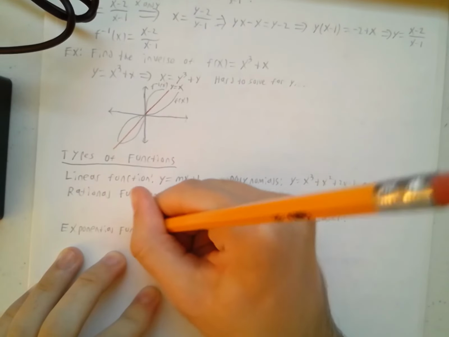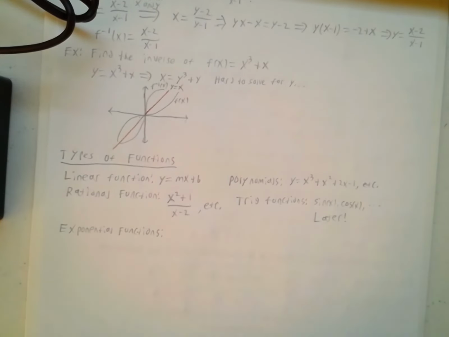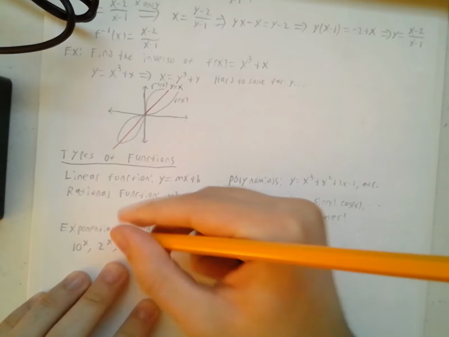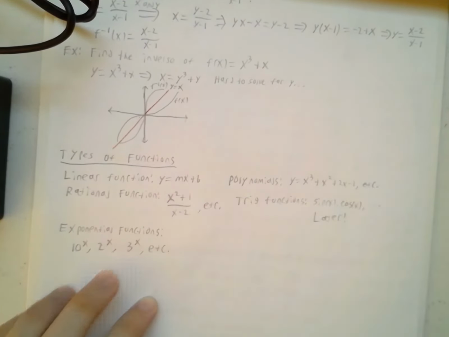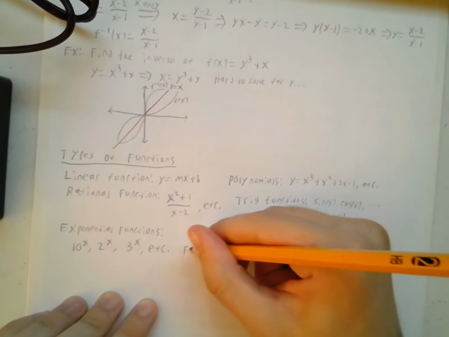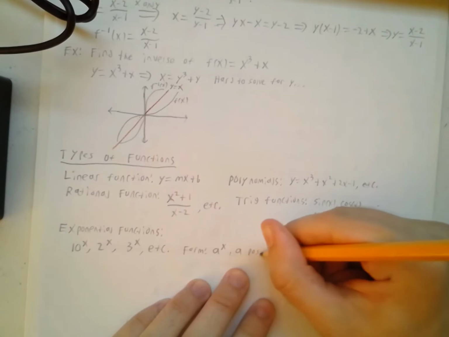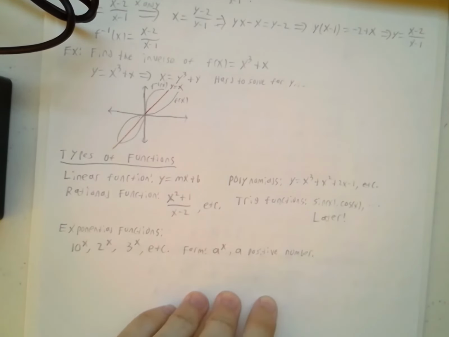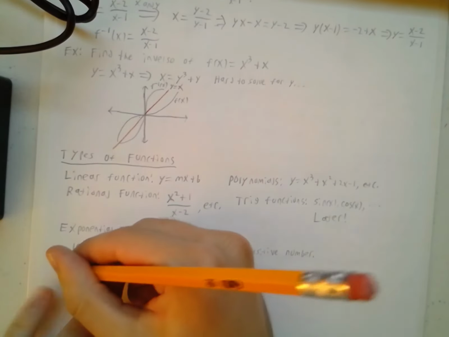So these are things where we have some constant number raised to a variable power. So for example, 10 to the power x, 2 to the x, we could have 3 to the x, etc. So basically they all have the form a to the power x, where a is a positive number. And so let's take a look at an example of one of these functions, specifically 10 to the power x.